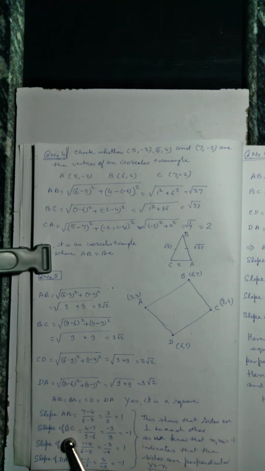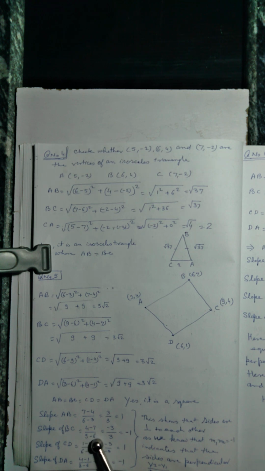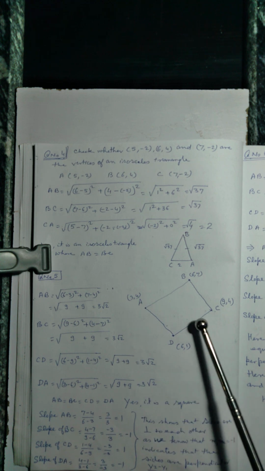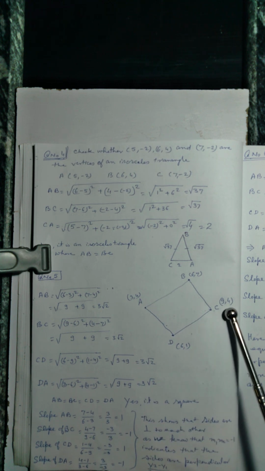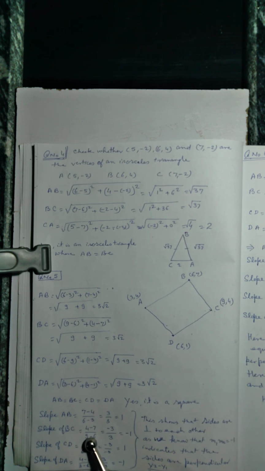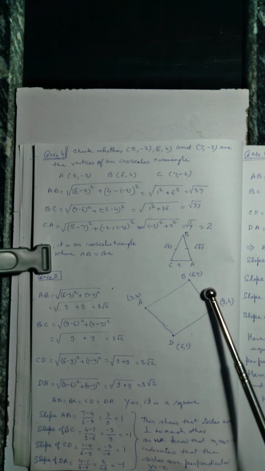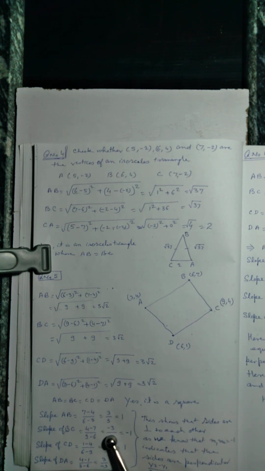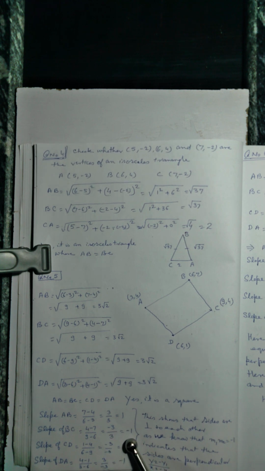Now the slope of BC, that is 4 minus 7 upon 9 minus 6. You see, BC means 4 minus 7 upon 9 minus 6. That will be equal to minus 3 upon 3. That will be equal to minus 1.